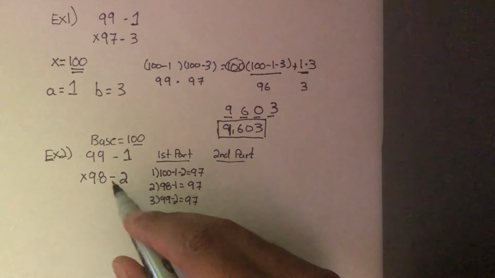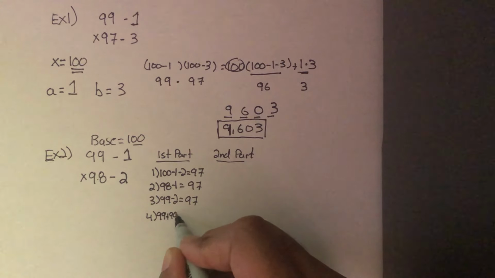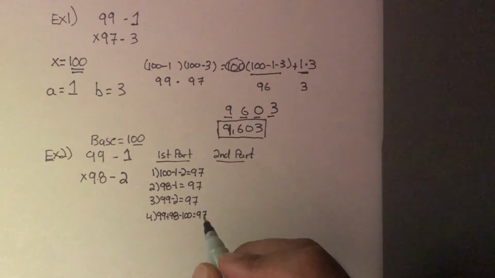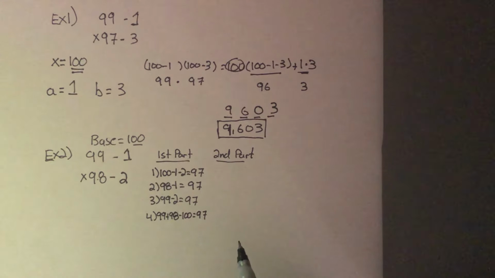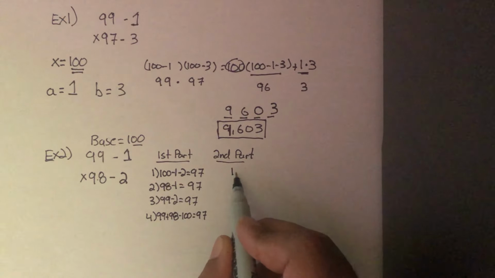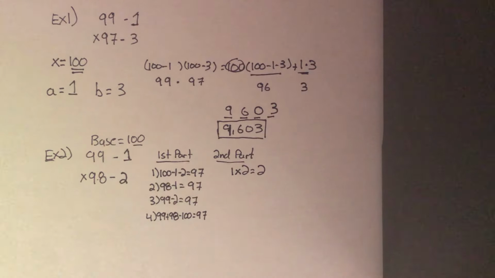And you could add the numbers, 99 plus 98, and then take away 100, and you'll still get 97. Okay, so those are the 4 ways. And the second part of your answer, you just want to multiply the deficiency. So 1 times 2 is just 2, right? 1 times 2 is just 2.